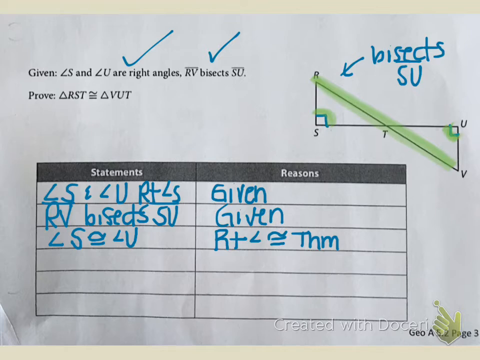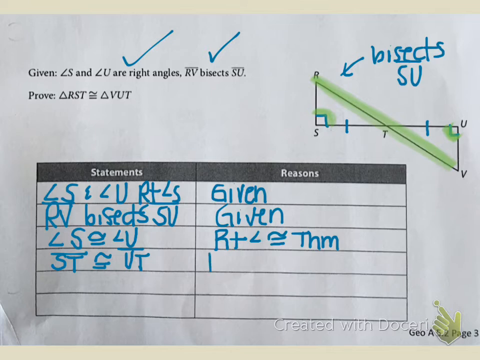So then they told us that RV is the bisector of SU. So that means it must be passing through the midpoint. In other words, that T must be the midpoint. And so I know that this segment right here and this segment right here have to be equal. Okay, I can say that ST is congruent to UT. Now that means that I have to give a reason for that. And when I think in my mind how I knew that, well, I know that bisect means to cut into two equal parts. So I could say it's definition of bisector. But then I know that because that's the bisector, it goes through the midpoint. So I could say definition of midpoint.